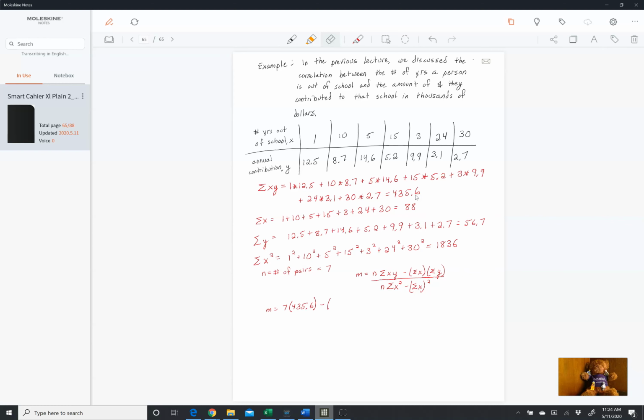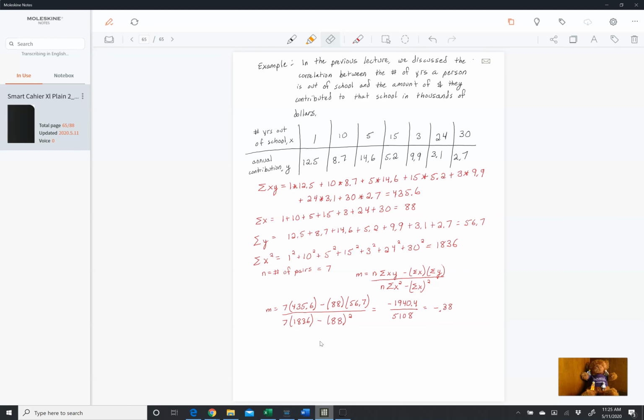Then we subtract our sigma x, that's 88. Our sigma y is 56.7. And then we have 7 again. Then we have our sigma x squared, which is 1,836, minus sigma x squared. So most calculators follow order of operations. So I usually do the numerator first, then the denominator, and then divide. So what you get here is negative 1,940.4 over 5,108. And that gives you a slope of negative 0.38.